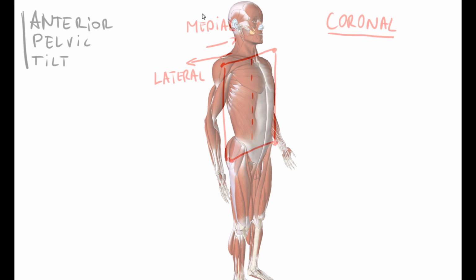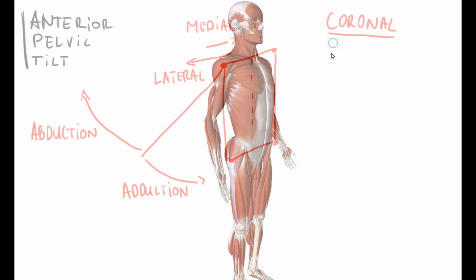Now the movements that are possible in this plane. Let's use the shoulder joint for example. Abduction, raising the arm up. And adduction, going closer towards the center of the body. Next plane, sagittal.